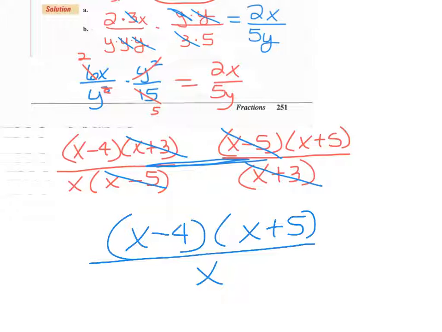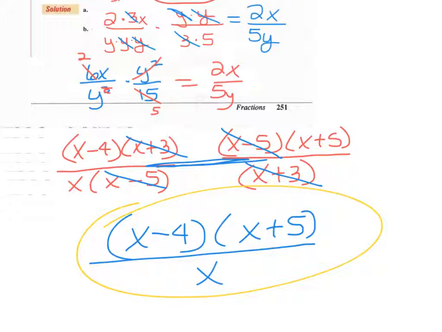I cannot cancel out the x because, again, notice the grouping symbols around the x minus 4 and the x plus 5. If I were to try to cancel this x, it would have either needed a minus 4 or a plus 5 with it. So this would be your final answer here.